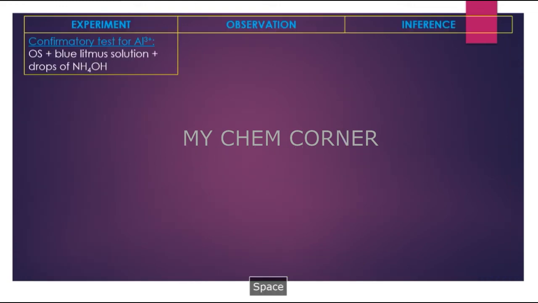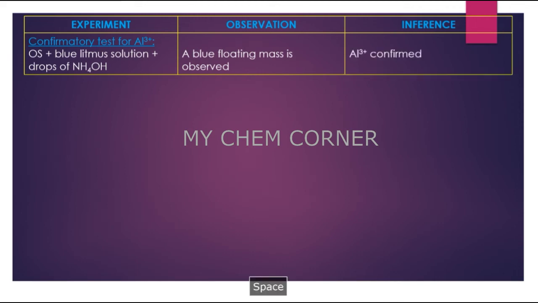You have one more confirmatory test for Al3+, which is the blue litmus test. You take your OS and add blue litmus solution to it with a few drops of NH4OH, and you will get a nice blue floating mass in the solution. That is going to confirm the Al3+ ion. Now what if you did your group 3 group test and you did not get any precipitate at all? Then you move to group 4.